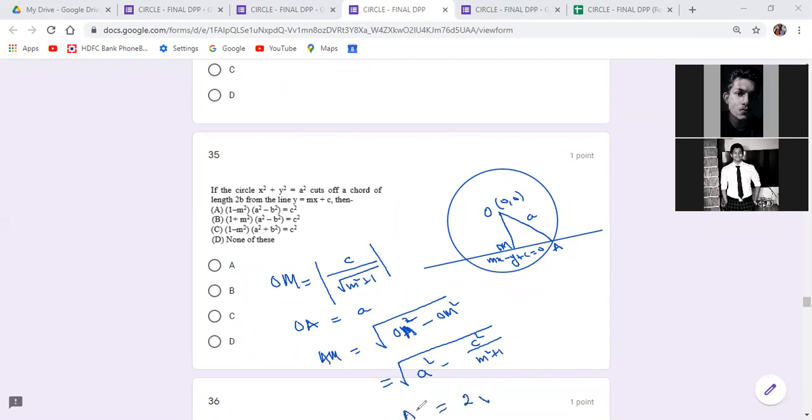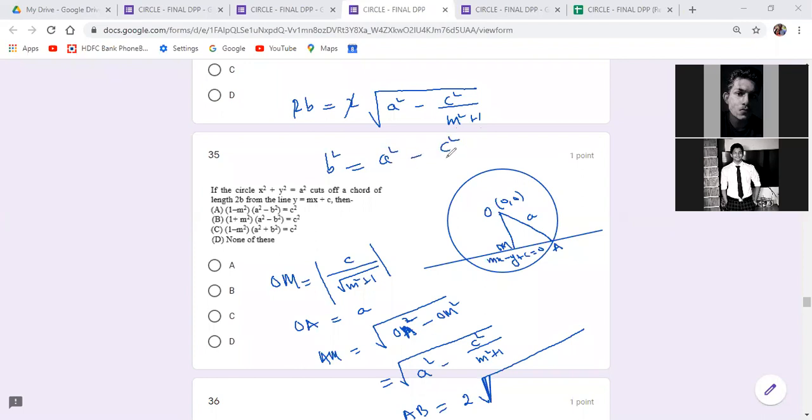2 times radius is diameter. So the length of this is equal to 2b. So 2b is equal to 2 times root of a square minus c square upon m square plus 1. The 2 got cancelled, so b square equals a square minus c square upon m square plus 1.